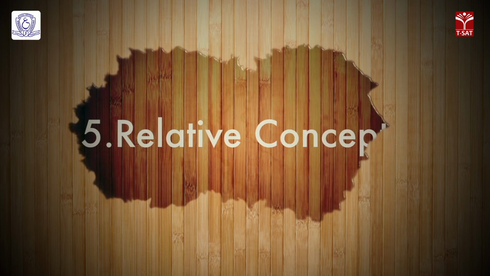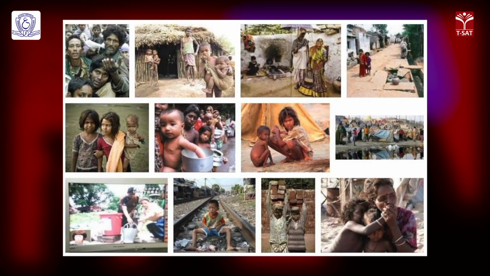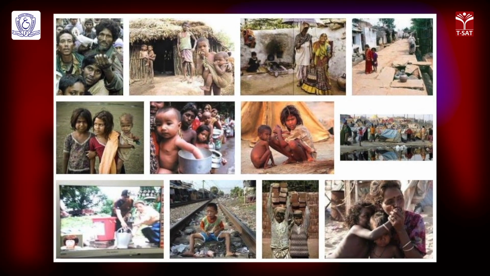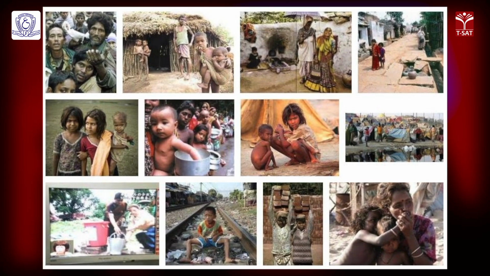The fifth characteristic is the relative concept. Social problem is a relative concept. What we call a social problem in our society may not be a problem in another society. Similarly, a social problem today may not be a problem tomorrow.